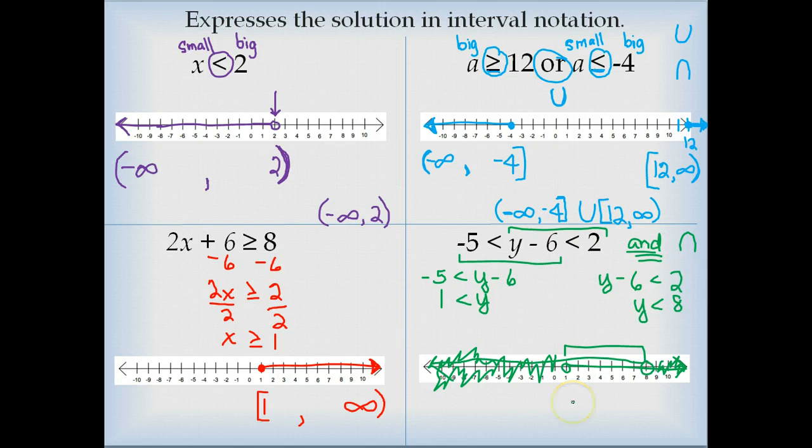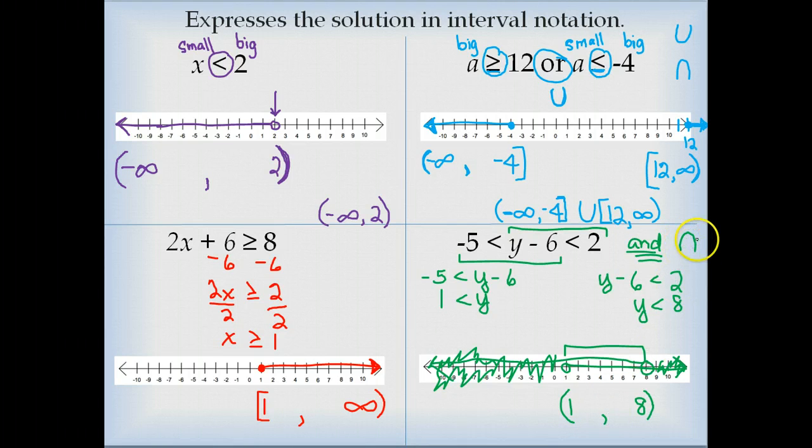So once you figure that out, it's like the others. You look at your left boundary, which is 1, your right boundary, which is 8. We can't get to either of those. Neither 1 or 8 are part of our solution set because of the open circle. So we put parentheses and then a comma in between. And that would be your answer.